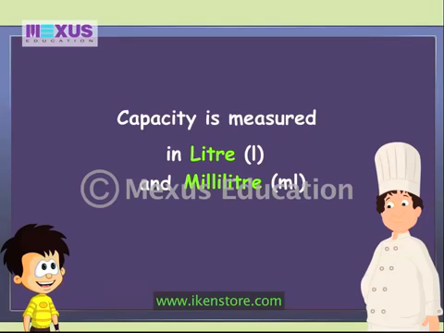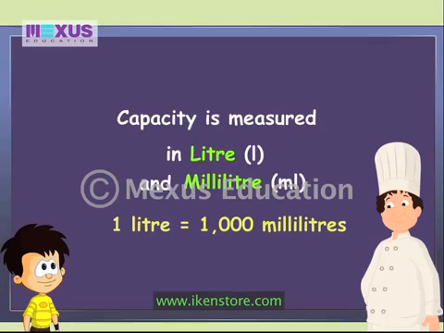Units. Oh, I get it. Just like we measure length using centimeter and meter and weight using gram and kilogram, the units to measure liquids are liter and milliliter. Exactly. These units are part of the metric system of measurement. 1 liter is equal to 1000 milliliters.